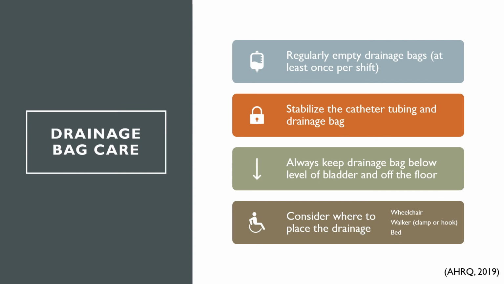The drainage bag can be a site where bacteria forms due to pooling of urine, so it is important to care for the drainage bag properly. When caring for a resident with an indwelling urinary catheter, be sure to empty the drainage bag regularly. Stabilize the catheter tubing and drainage bag to prevent any kinks or obstructions. Always keep the drainage bag below the level of the bladder and off the floor. And be considerate for where to place the drainage bag based on what the resident will be doing.